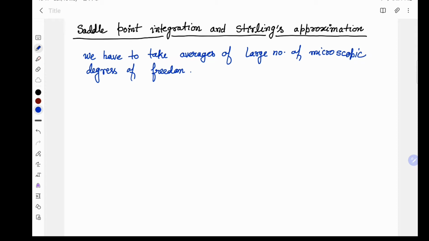As we have seen earlier also, in statistical mechanics, usually we deal with three types of n-dependent quantities which we have to sum.